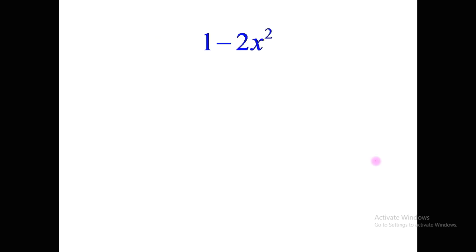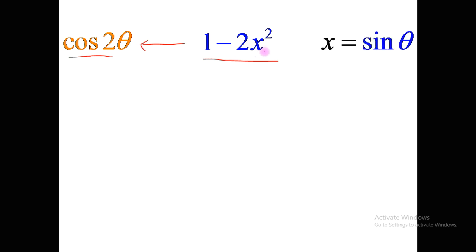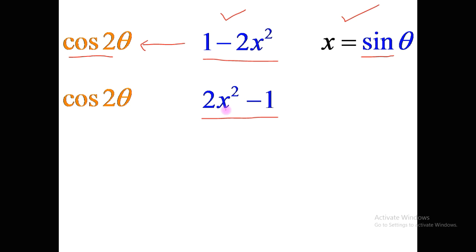Now next, 1 minus 2x square. This form suggests that it is some formula for cos 2 theta if I replace x by sin theta. So 1 minus 2 sin square theta is cos 2 theta. So this is the form and this is the corresponding substitution for it. Similarly, if it is 2x square minus 1, this x has to be replaced by cos theta. So what I will get is 2 cos square theta minus 1, which again is the formula for cos 2 theta.